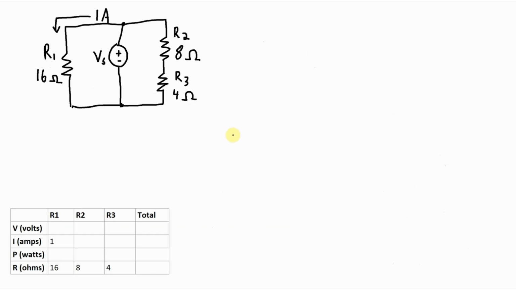All right, here's problem number 2, and I have filled in the table with the values that I know from looking at the circuit. This one's a little bit different because I don't know what the source voltage is. I do know what the current through R1 is, and I should be able to figure out all of the rest of the values. The very first thing that I see is since I have 1 amp going through a 16 ohm resistor, I know what the voltage across R1 is.